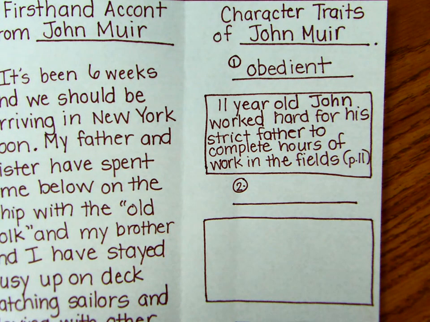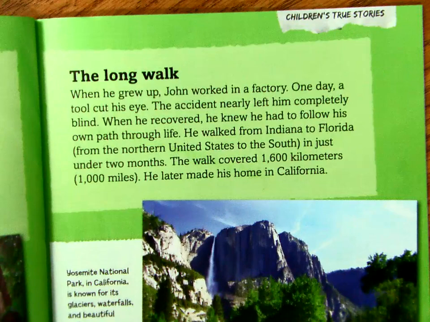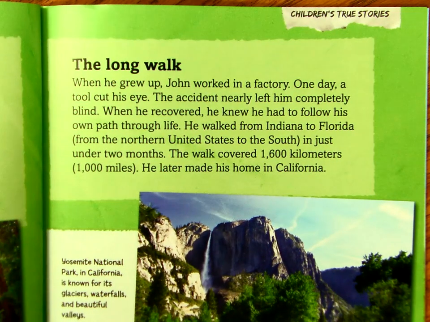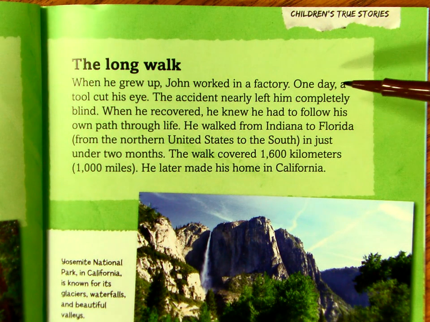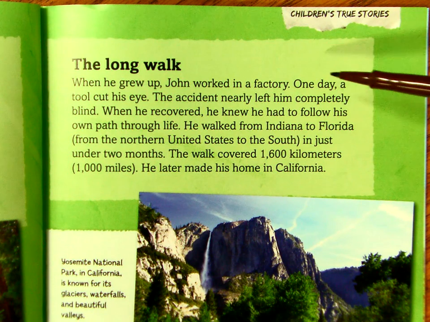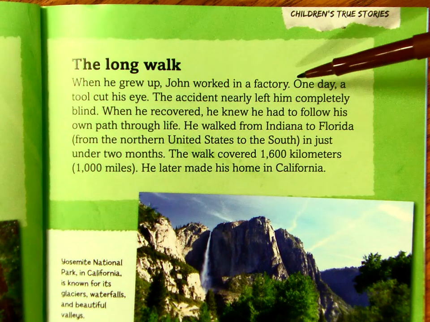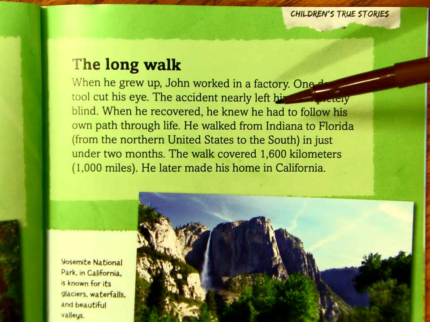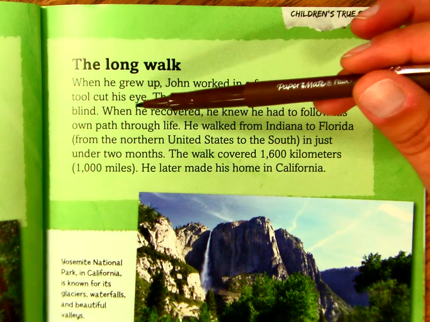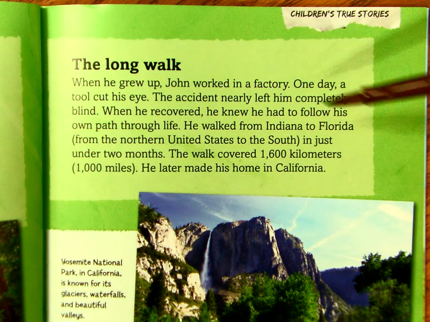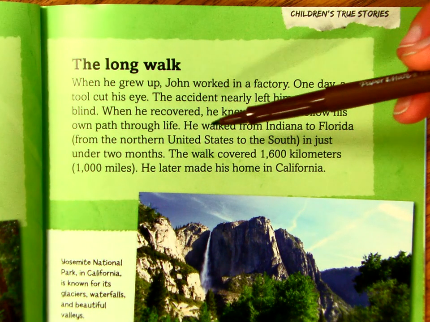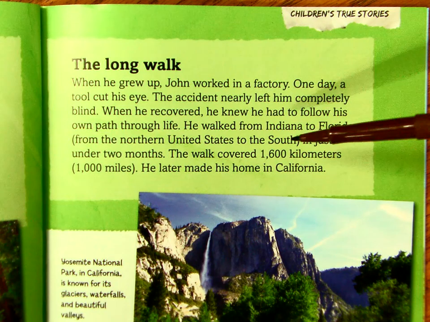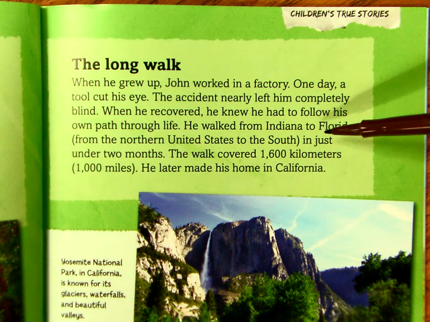I'm going to go back to this section of the text. I know that he actually walked a really far distance. And this was when he was older, right? When he grew up, he's working in a factory. He had this accident and he was nearly blind. Then it says when he recovered, he knew he had to follow his own path through life. So he really wanted to make his own decisions about what he was going to do. He walks from Indiana to Florida in just under 2 months.